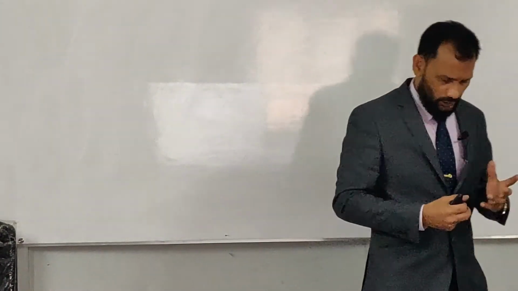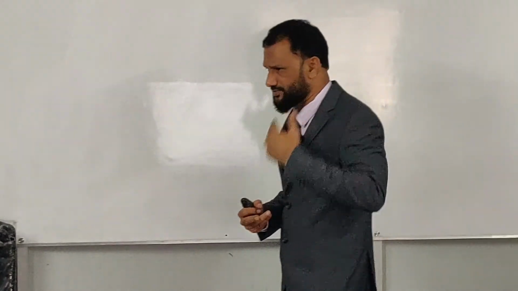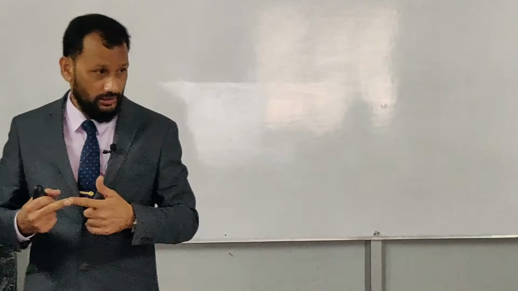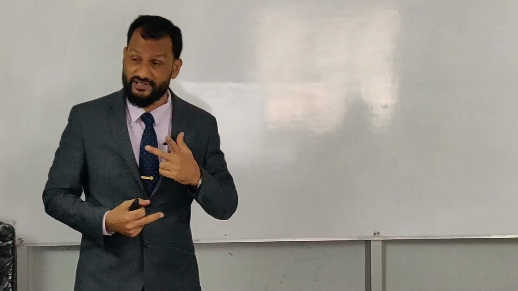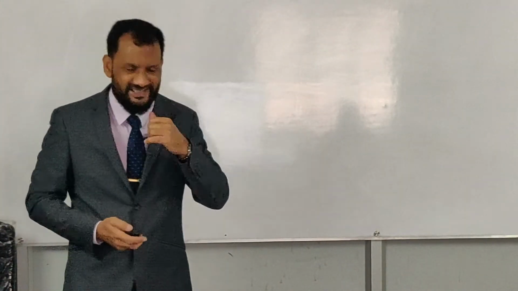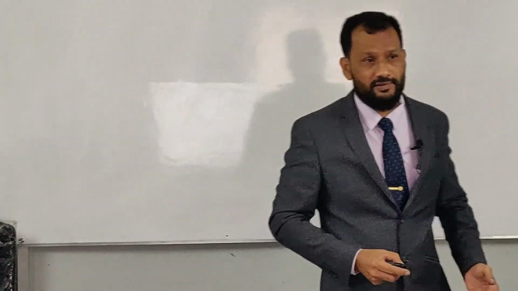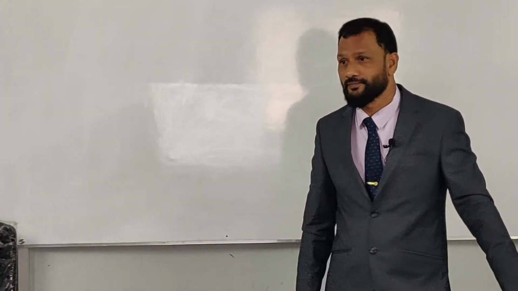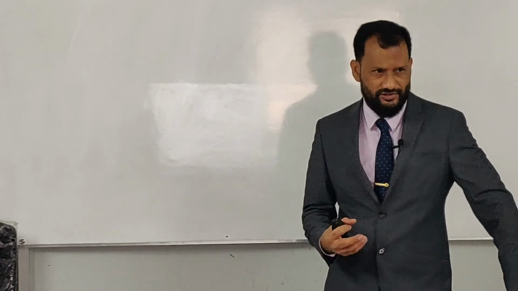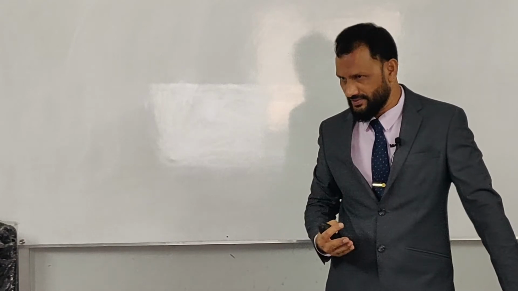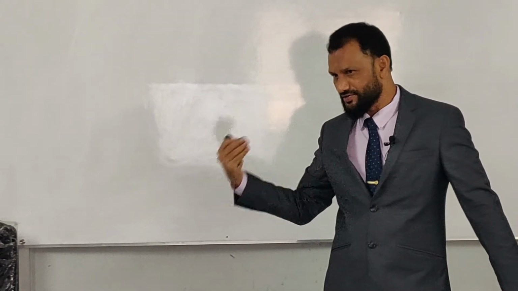Now again, when we talk about law, there are two different types: criminal law and civil law. Civil law is associated with compensation. In other words, the outcome of civil law is compensation, and the outcome of criminal law is prosecution.